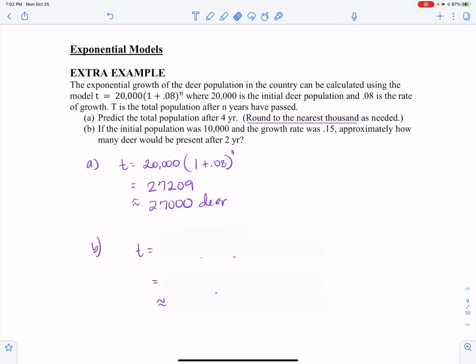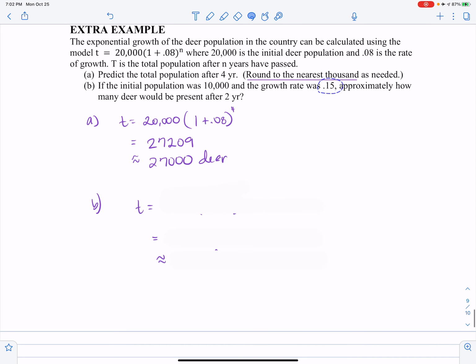Now, part B asks us a different question. It says, if the initial population is different, let's say it's 10,000, and now the growth rate is 15% or 0.15, approximately how many deer are going to be present after 2 years? So again, we'll use the same formula, except that we're going to just change some of the numbers in our formula. So the initial amount is going to be that 10,000. My rate of growth is going to be 15%. And the number of years now is going to be 2 years.